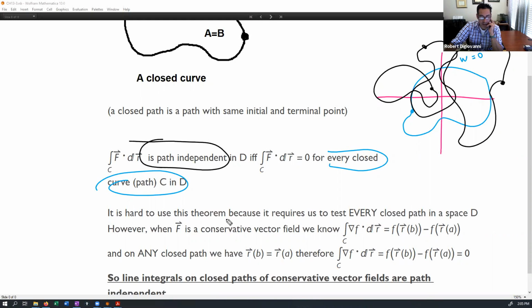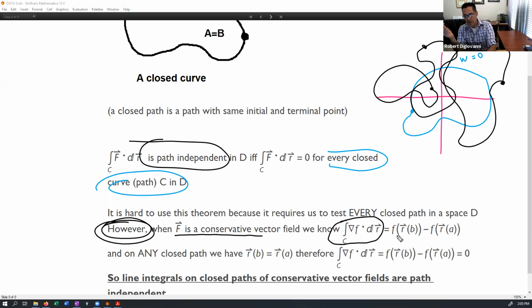But that's a very hard thing to do. I mean, that's a hard theorem to use because it requires that we actually test every single path here, right? Which is impossible for us to do. You can't test every path. However, if the vector field is conservative, then we know that the line integral on that vector field is always just the difference of the two endpoints of the curve itself. And if all of the curves are closed, then where I start and end is always the same point, which means that I'm always going to get 0.